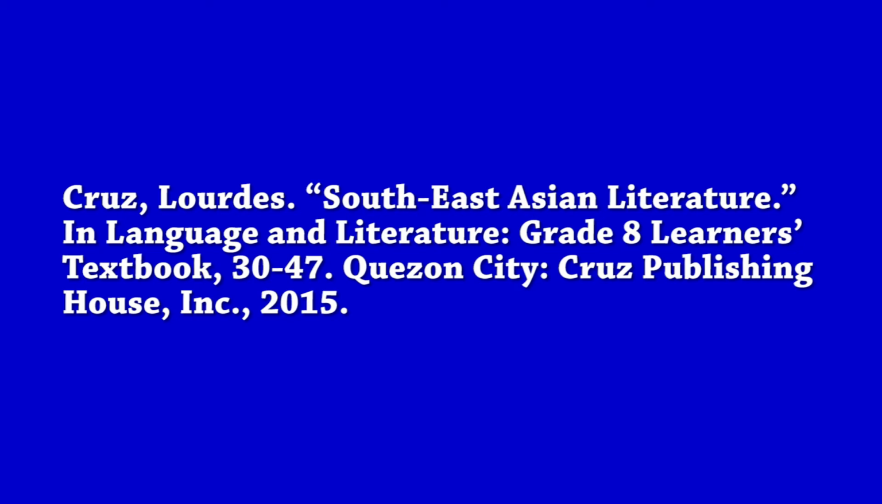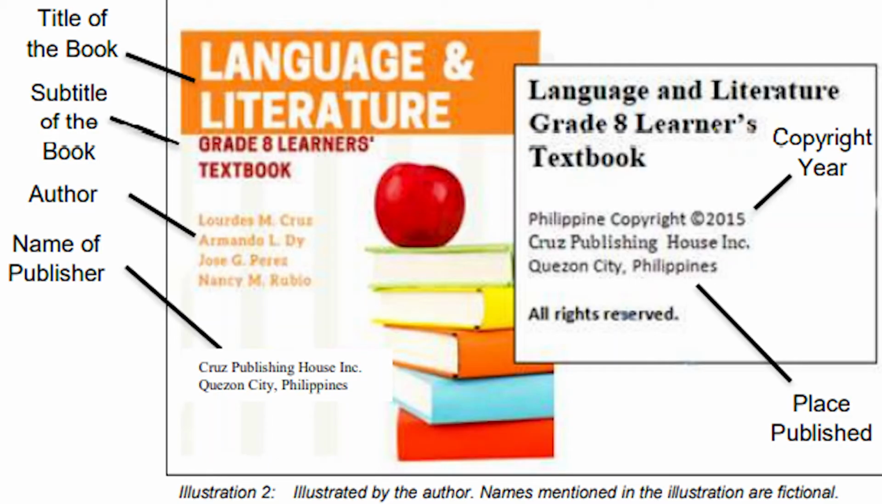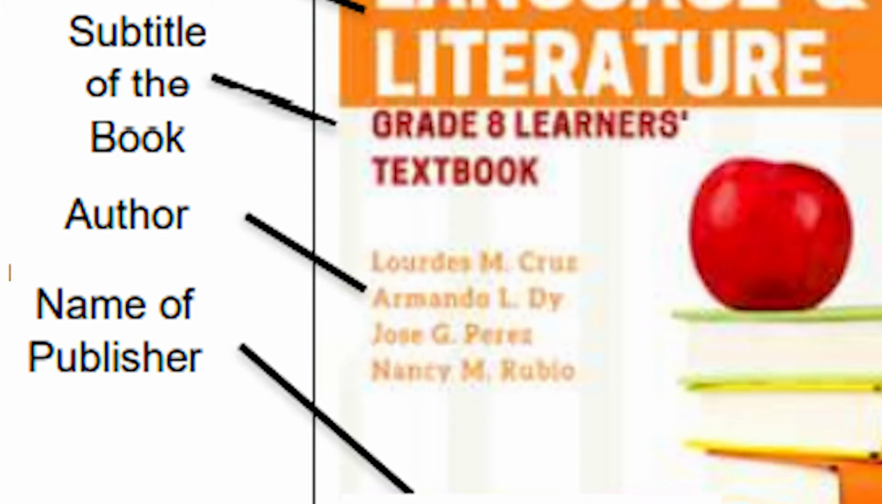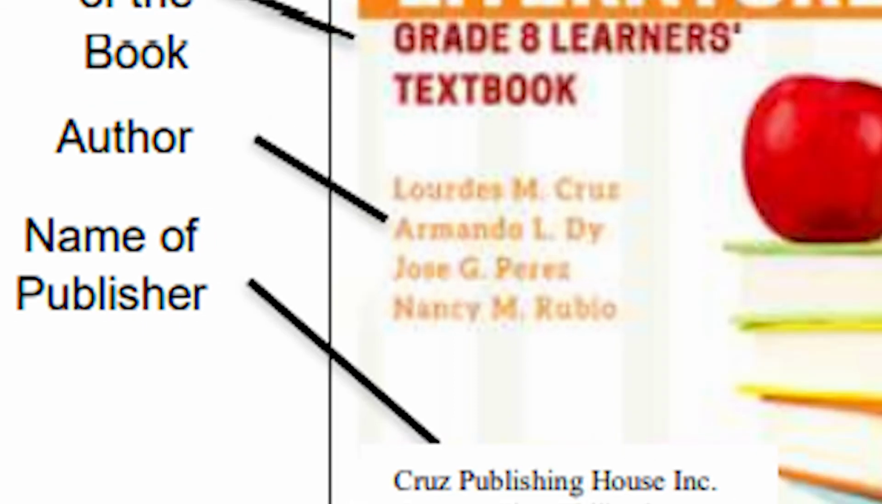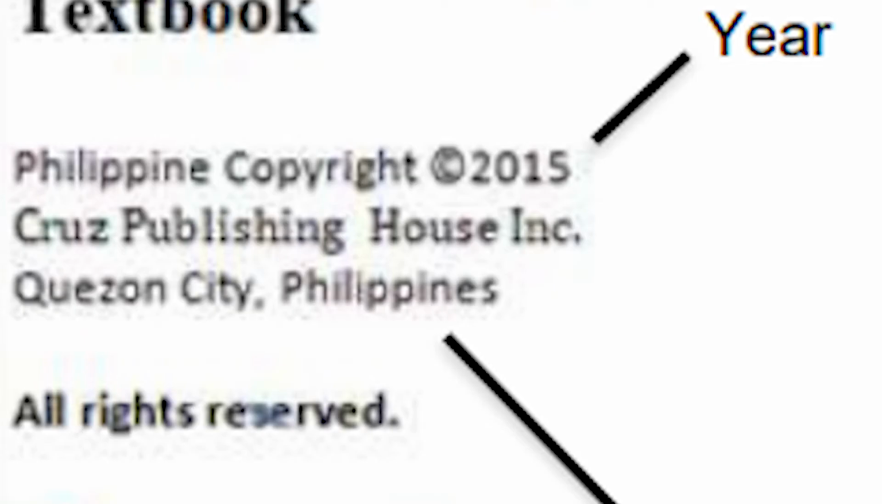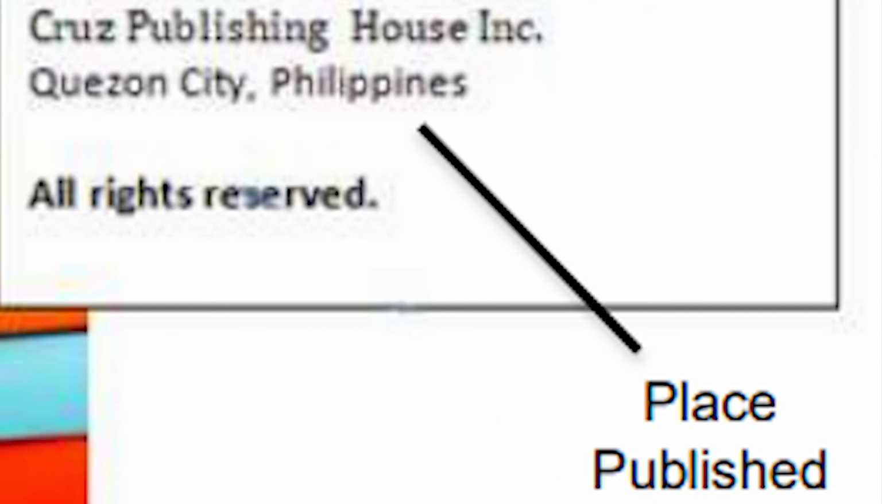Okay, here is the example, yung illustration. So nakita ninyo yung illustration na to. Yung Language and Literature, that is the title of the book. And then the Grade 8 Learner's Textbook, yan ang subtitle of the book. Yung author nakasulat dito, Lourdes M. Cruz at saka Armando L. D. Jose G. Perez at saka Nancy M. Rubio. Yan yung author. Name of publisher, Cruz Publishing House Incorporated. So, yung copyright year, makikita nyo yun sa the next page ng libro. So, ang nakalagay dun ay Philippine Copyright 2015, Cruz Publishing House Incorporated, Quezon City, Philippines. Yun ang place published. So, ibig sabihin, saan ito na-published? So, yun ay sa Quezon City, Philippines.